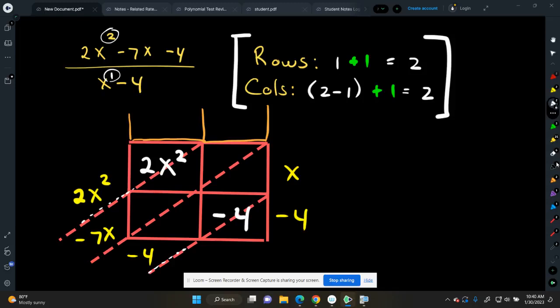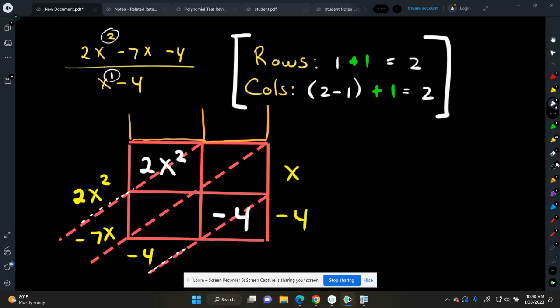Okay, now we have to figure out the math. What did I have to multiply this -4 by to get -4? 1. So that goes up here, 1. As soon as I get the number at the top of the column, I can fill in the rest of the column. So 1 times x equals x, or 1x, right?